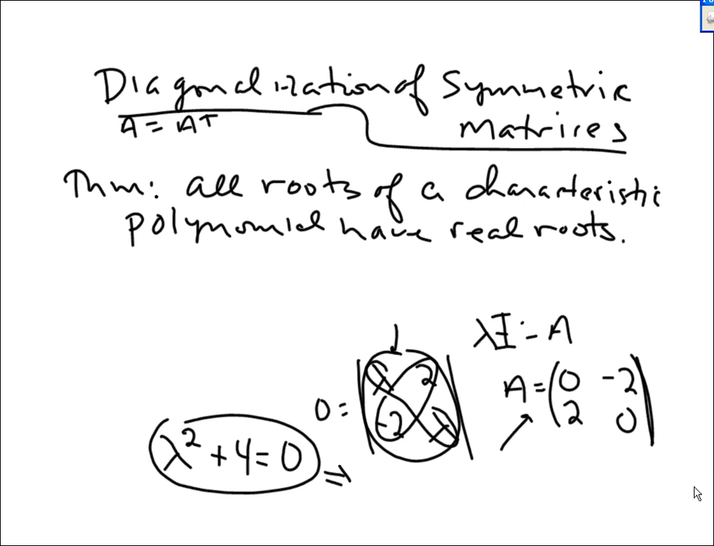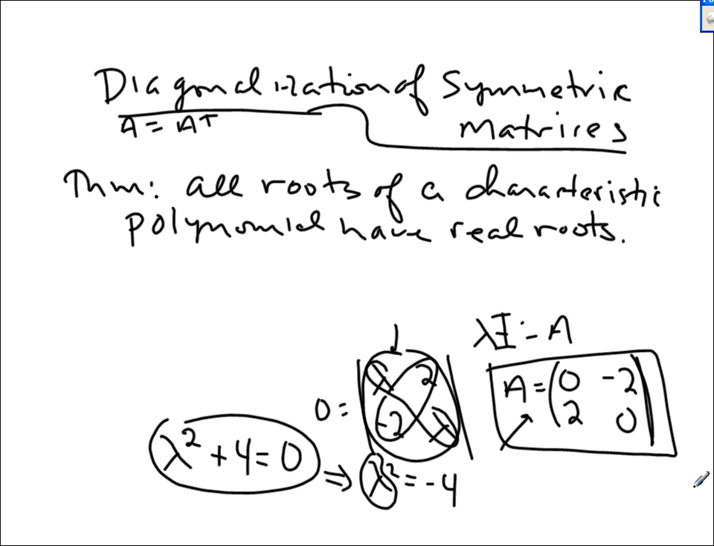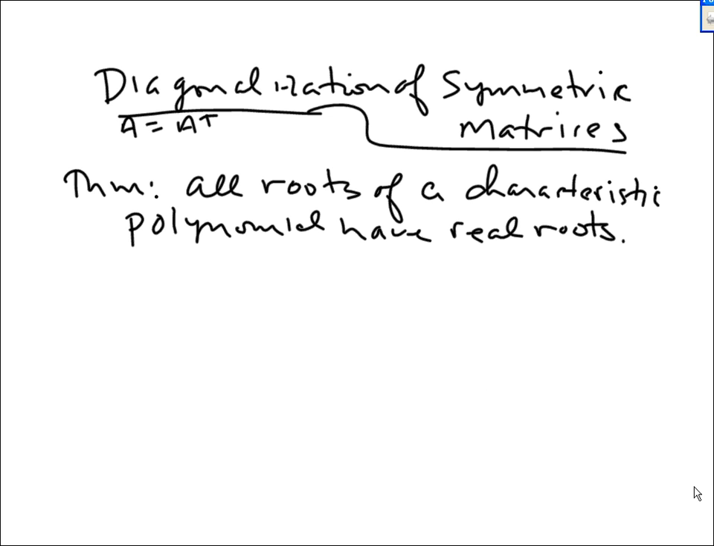And remember that to solve this, lambda squared will be negative 4. And there's no real number that you can square to give you negative 4. So there's no real solutions. In this case, the characteristic polynomial of that matrix A does not have real roots. Some can. It can be a non-symmetric matrix and you get real roots, like I could have made the characteristic polynomial be lambda squared minus 4.